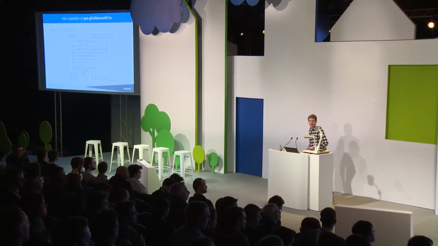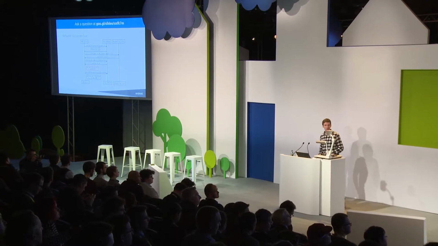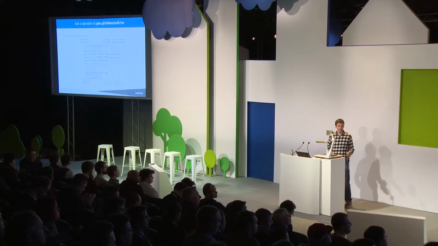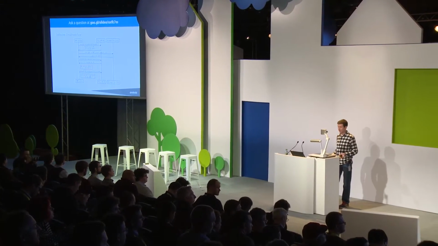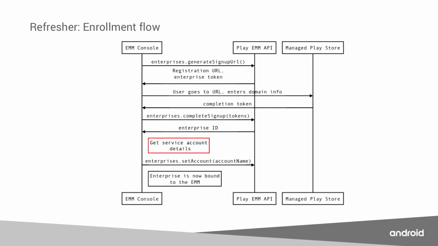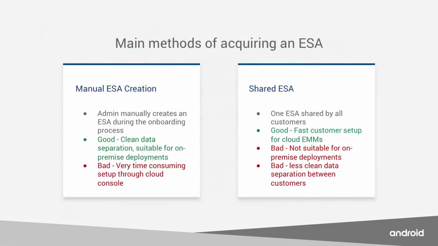But I want to draw your attention to the bottom half here, and this is where we get the service account details, and then we call this thing called enterprises.setAccount. Now, once we call that setAccount, the enterprise is bound to the EMM. So this is the binding that we're talking about. So what happens inside of that red box?